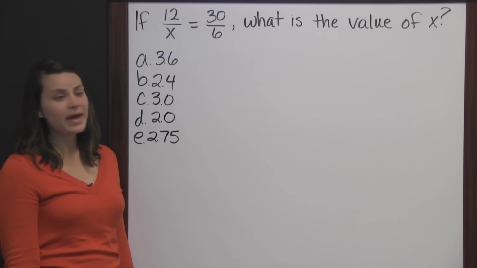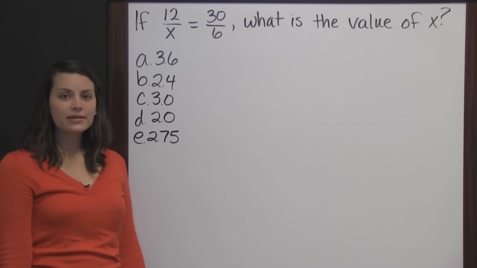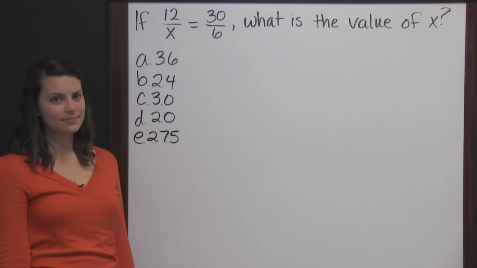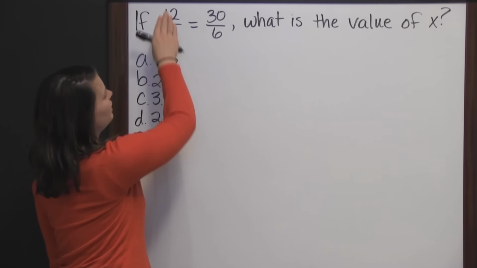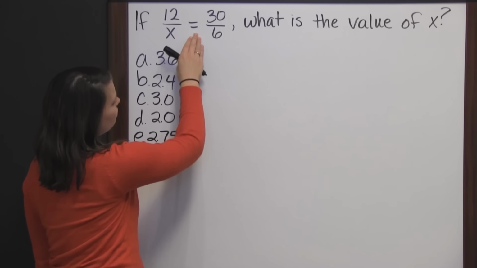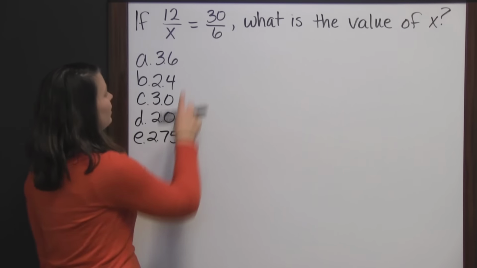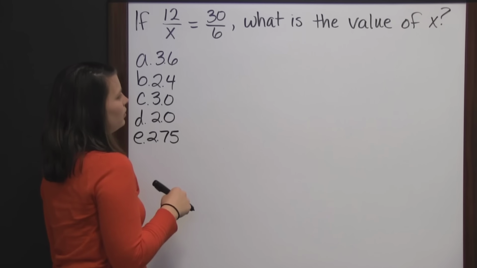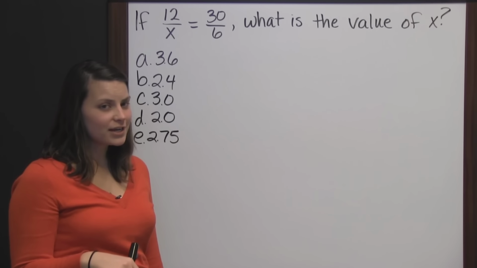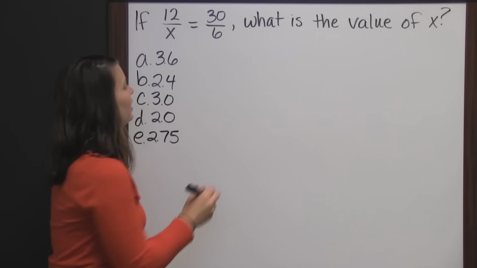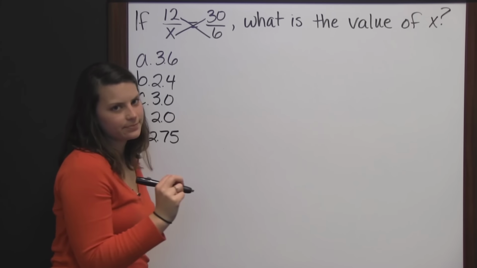If 12 divided by x is equal to 30 divided by 6, what is the value of x? This is a proportion. A proportion is a ratio set equal to a ratio. And a ratio is simply the comparison of two numbers, or a fraction. And proportions are pretty cool because their cross products are equal to each other.